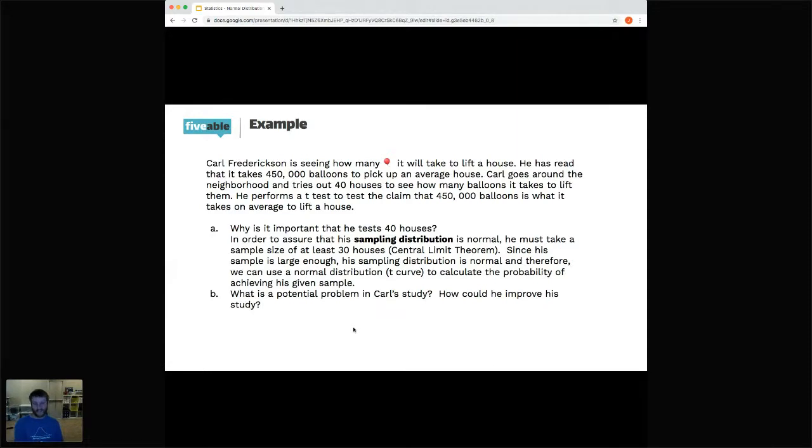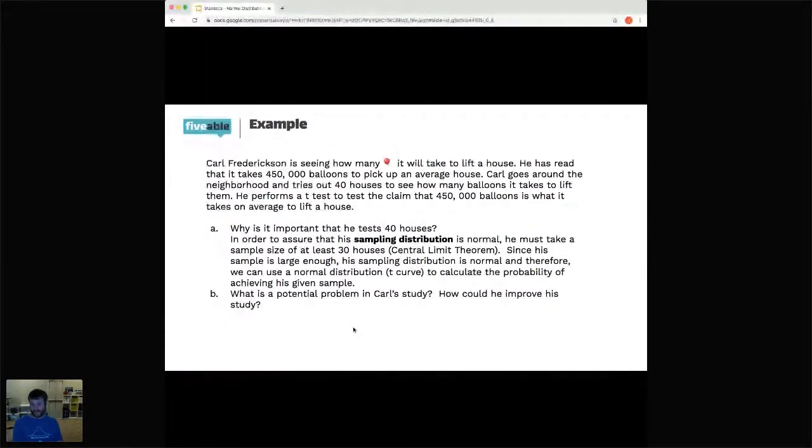Okay. How do we know it's not random? What in the problem tells us that it's not random? I know this is annoying for you guys who are used to a regular classroom to type out the answers. He just walks around the neighborhood, right? Okay. He tries out 40 houses, right? So anyways, yeah, so that's the problem.